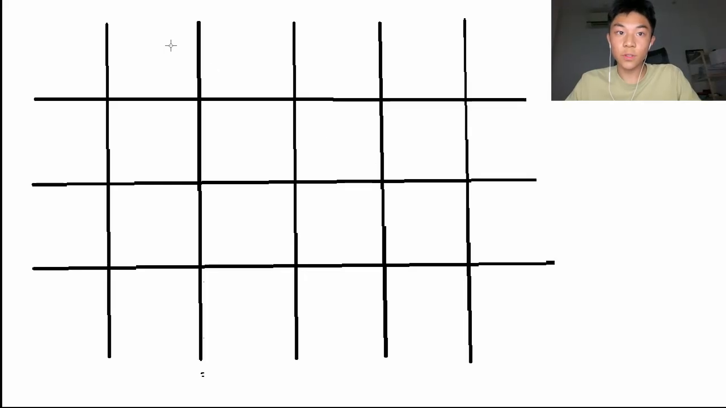Yeah, so this is a teaching channel and I'll be sharing how to memorize your trig values. So let's start off by drawing this 6x4 table, right? So we have our sine, cosine, and tangent. Then for our angles, we have 0 degrees, 30 degrees, 45 degrees, 60 degrees, and 90 degrees.